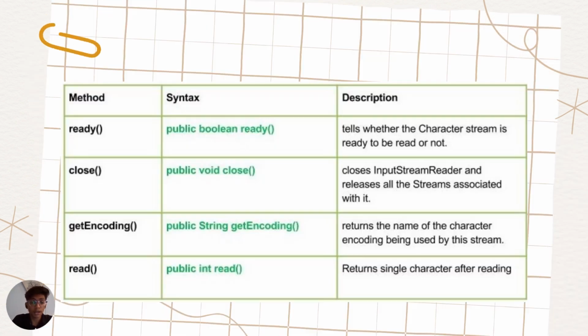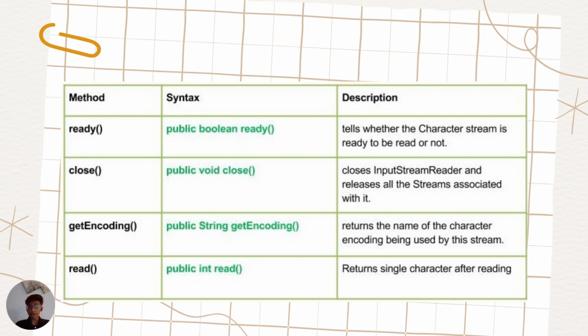Now let's take a look at a few methods of InputStreamReader. First off, we have the method ready. The syntax is public boolean ready. It tells whether the character stream is ready or not. Next is close. Close closes the InputStreamReader and releases all the resources associated with it. Next, we have getEncoding, which returns the name of the character encoding being used by the stream. Next is read, which returns a single character after reading it.